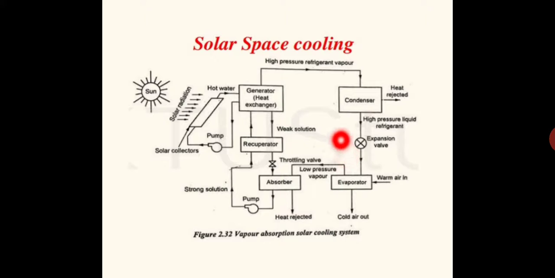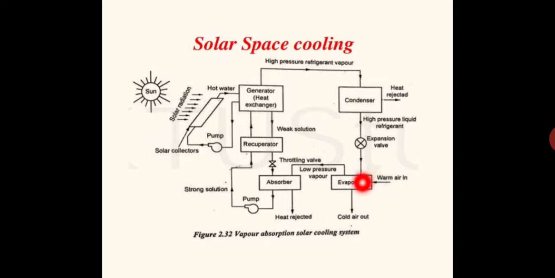Throttling means the enthalpy will remain constant, whereas the pressure is changing from high pressure to low pressure, and correspondingly temperature also will be reduced to low temperature. So high temperature to low temperature conversion is taking place in the expansion valve. Finally, after expansion, we will have a low pressure, low temperature refrigerant still in the liquid state only. That liquid state refrigerant will be passing through the evaporator.